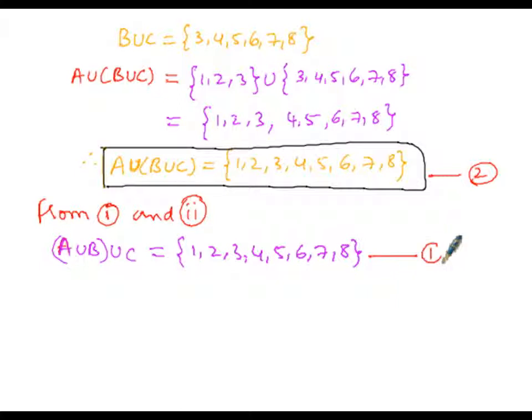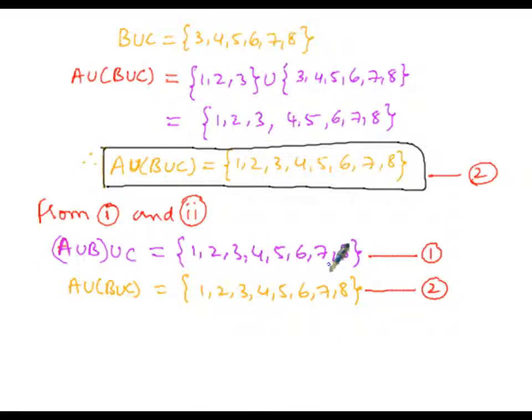Now the second one is A union of B union C, equal to the set consisting of the elements 1 to 8. This is equation number 2. Let us observe these two. The right hand side sets have the same elements, 1 to 8 in the first case and 1 to 8 in the second case. The right hand side sets are equal. When right hand sides are equal, then the left hand sides must be equated.